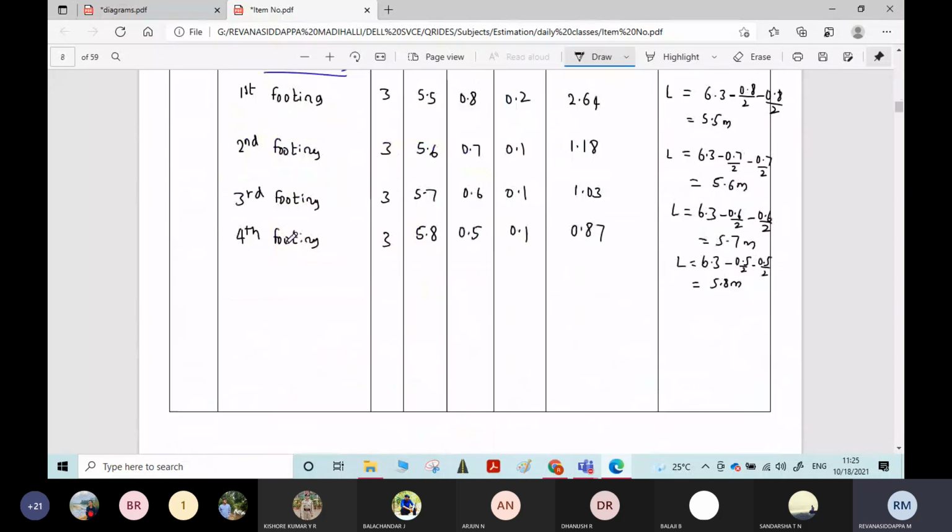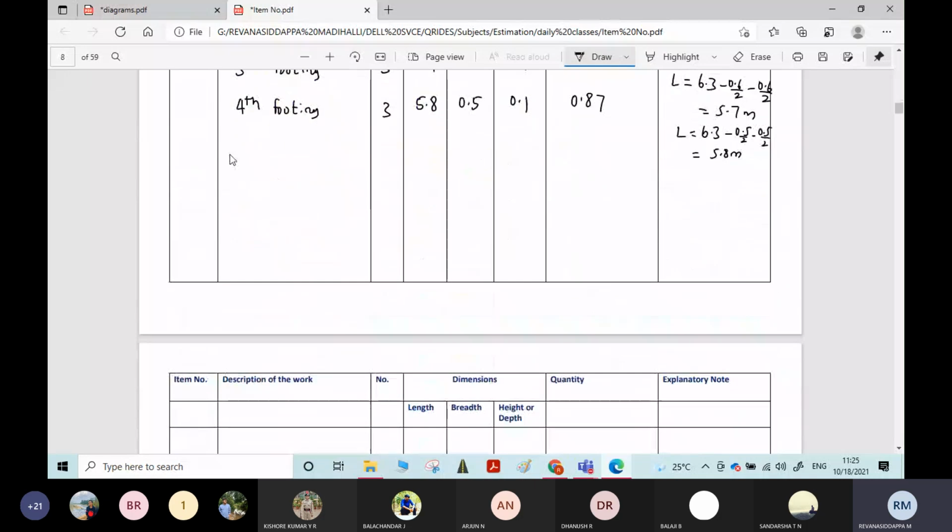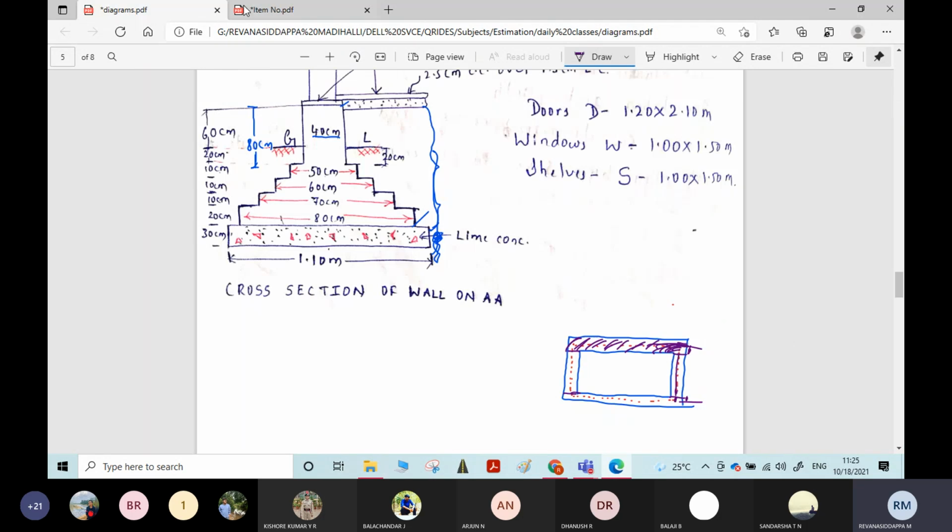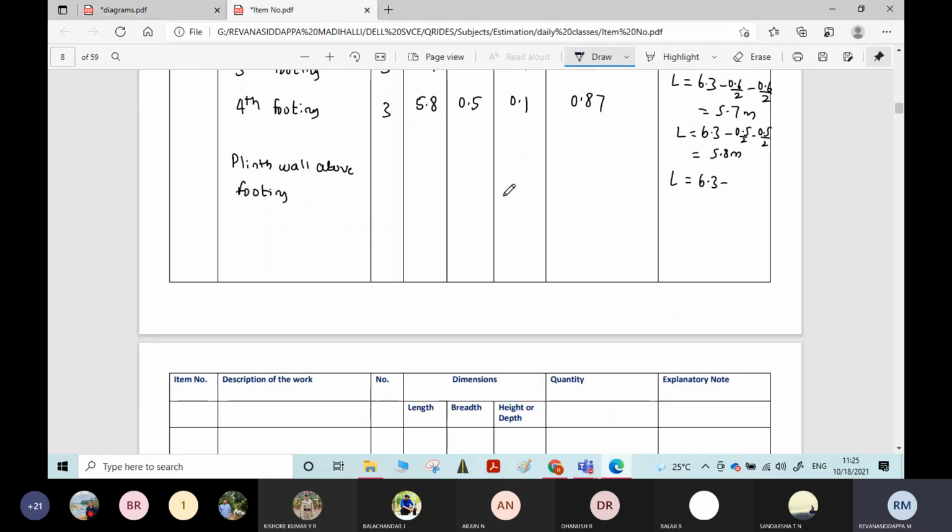Plinth wall above the footing. We calculate the length. 6.3 minus the width of the plinth wall, which is 0.4 meter. Therefore, minus 0.4 by 2, minus 0.4 by 2. You will get 5.9 meter.